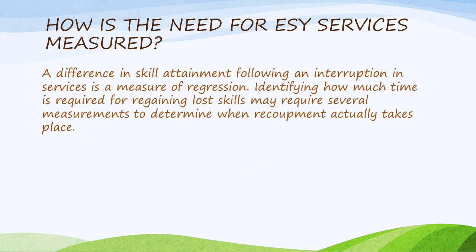So it's that difference in skill attainment that follows the interruption in those services. That is the measure of regression. So identifying how much time is required for regaining those lost skills requires several measurements to determine when recoupment actually takes place. And that might be more than just the 3 to 4 times a year that you normally do your progress monitoring that you report to parents.